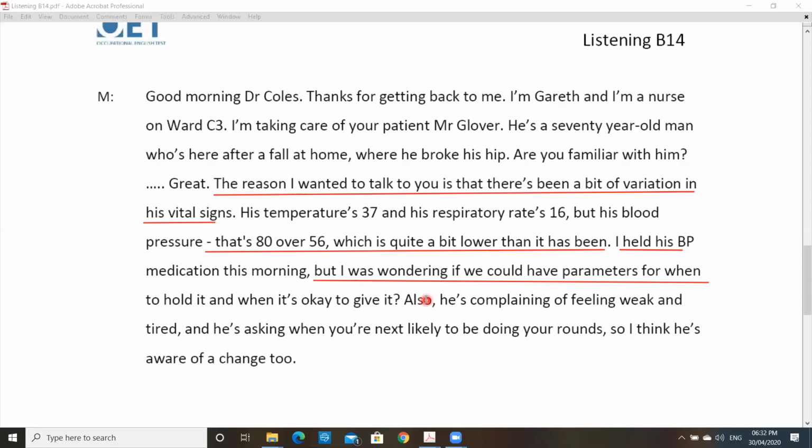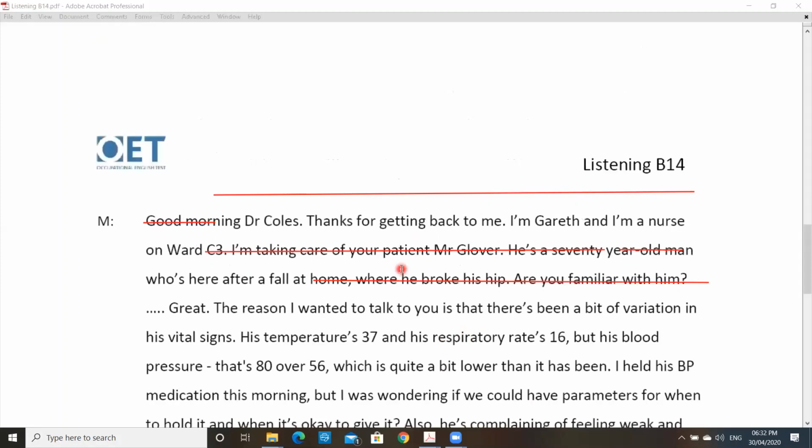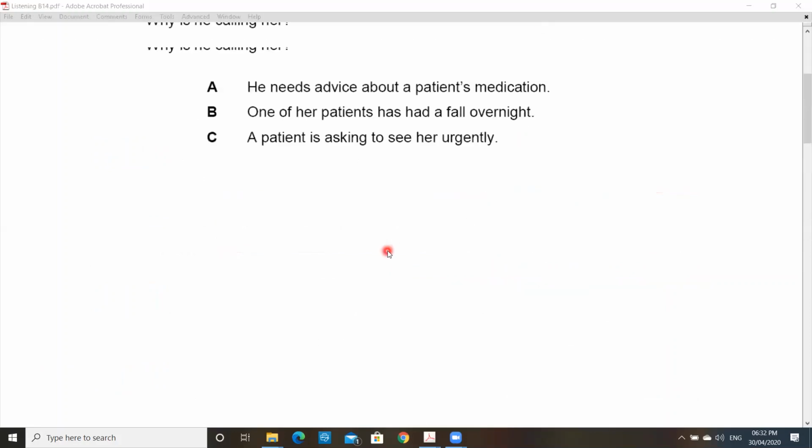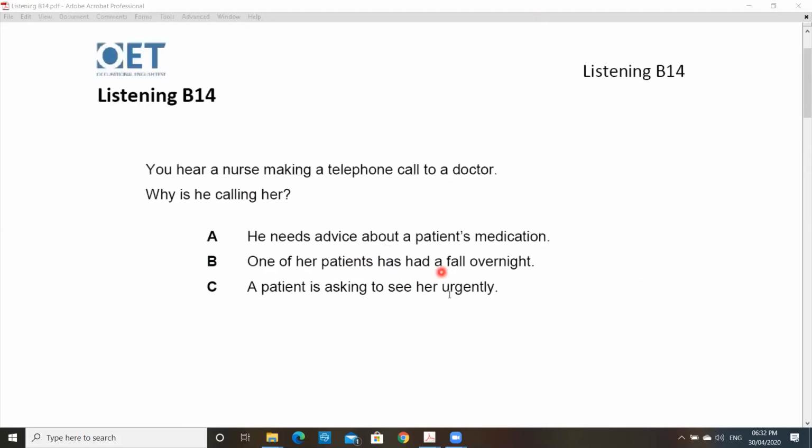Also, that was another reason. He's complaining of feeling weak and tired, and he's asking when you are next likely to be doing your rounds. So it was not urgent. The nurse was just trying to find out when the doctor is going to visit. The patient has not demanded that they want to see the doctor urgently. That is why this technique of underlining negative, blanket and extreme words works wonders if you are able to do that. Okay? Urgently is the extreme word. So the patient is not demanding that they want to see the doctor immediately. They were just asking when the doctor is going to visit next.